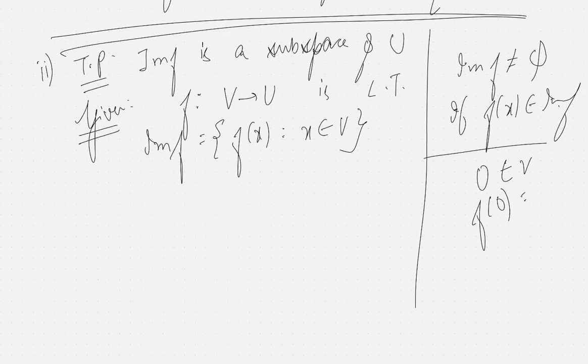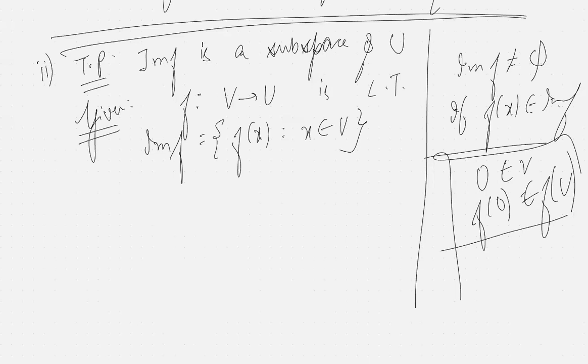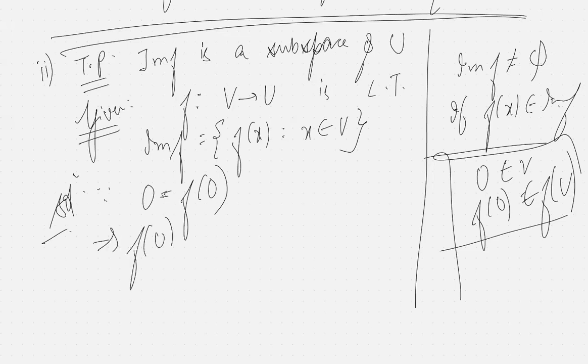So f of 0 is equal to 0. That belongs to f of V. So in the solution, in the proof, we can start with 0 is equal to f of 0. So this implies that f of 0 would belong to image f, because 0 belongs to V, so f of 0 also belongs to image f. So image f is not equal to phi.